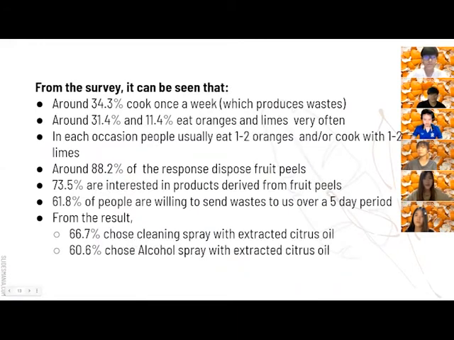So this is the result from the survey, and it can be seen that around 34.3% cook once a week, which produces a lot of waste, and 31.4% and 11.4% eat oranges and limes very often. And on each occasion, people usually eat 1 to 2 oranges and cook with 1 or 2 limes. Around 88.2% of the respondents dispose of fruit peels, and 73.5% are interested in products derived from fruit peels. And 61.8% of people are willing to send waste to us over a 5-day period.